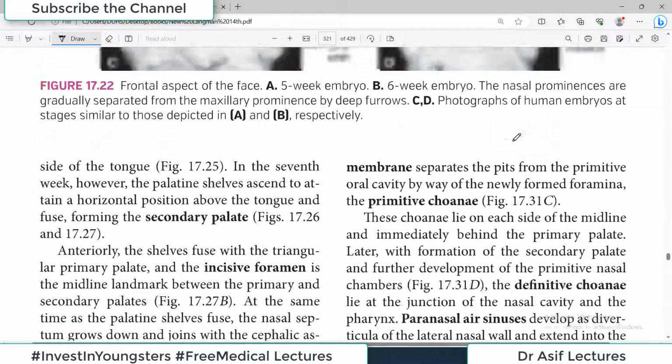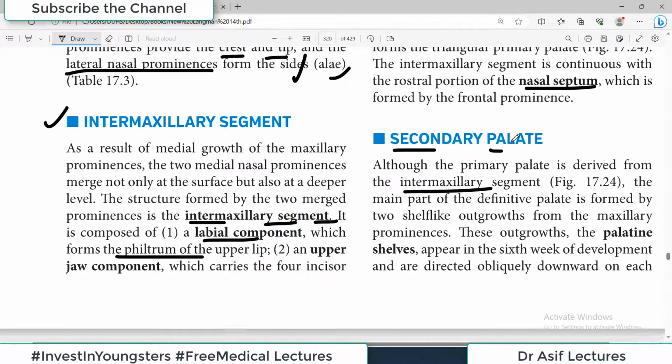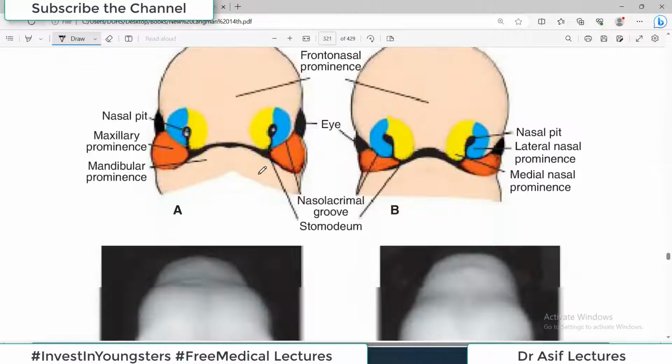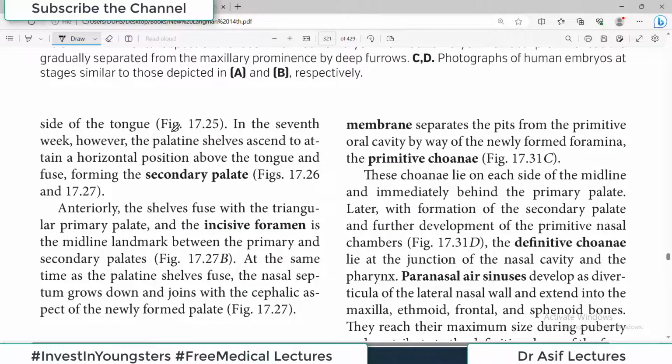Okay, now the secondary palate के बारे में हम ये देख रहे थे कि the main part of the definitive palate is formed by two shelf-like outgrowths from the maxillary prominences. So this is also formed from the maxillary prominence. These outgrowths, the palatine shelves, appear in the 6th week of development and are directed obliquely downward on each side of the tongue. In the 7th week, however, the palatine shelves ascend to attain the horizontal position just above the tongue and fuse and form the secondary palate.